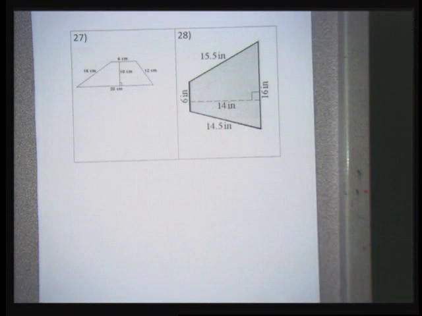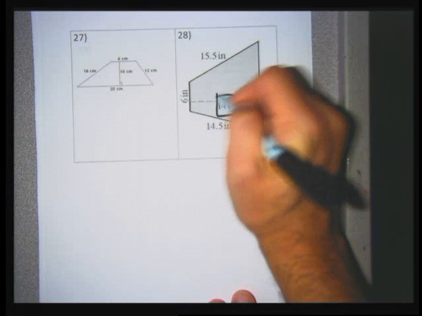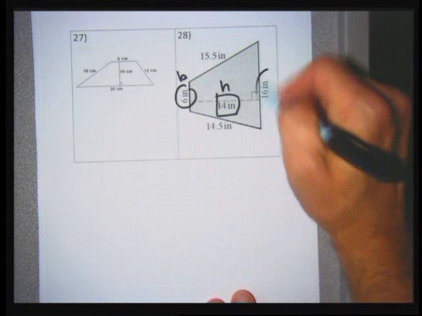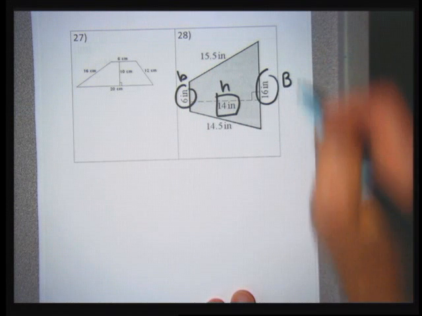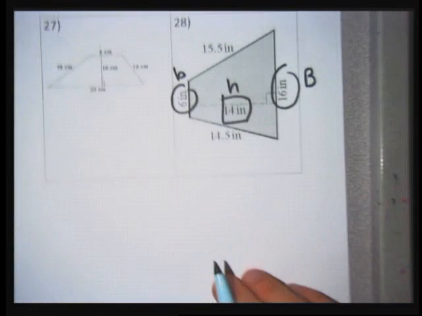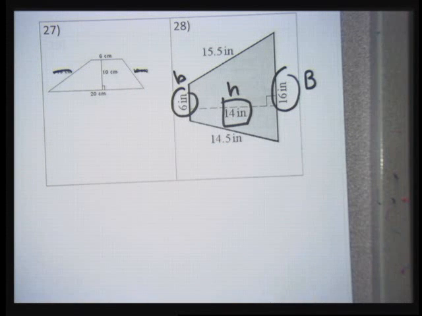28's a trapezoid on its side. 14 is going to be the height. 6 is going to be the little b. 16 is going to be the big B. And your trapezoid is oriented regularly. You're not going to need these sides. You'd need those for the perimeter, but not for the area.